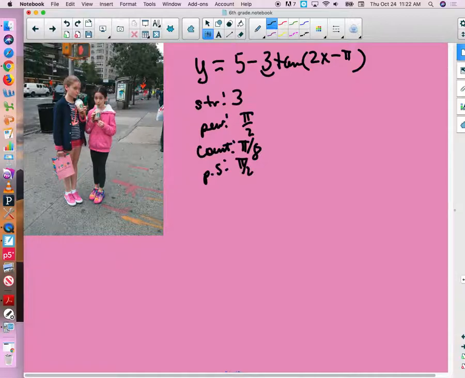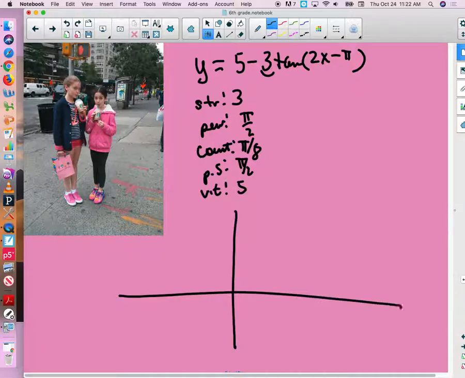Pi over 2. Vertical translation, 5. Okay, so I'm going to go to this. Pi over 2, up 1, 2, 3, 4, 5. My target's right here for my graph.